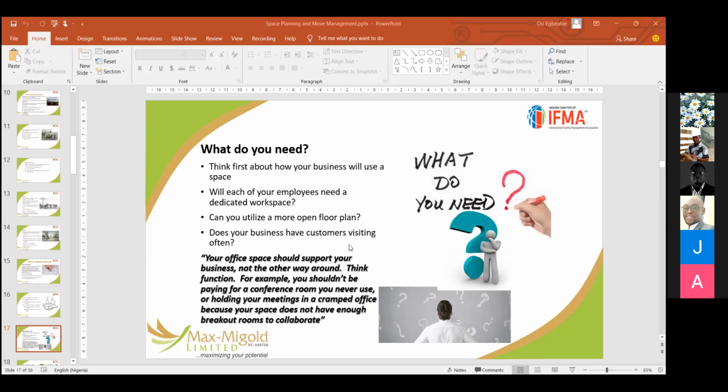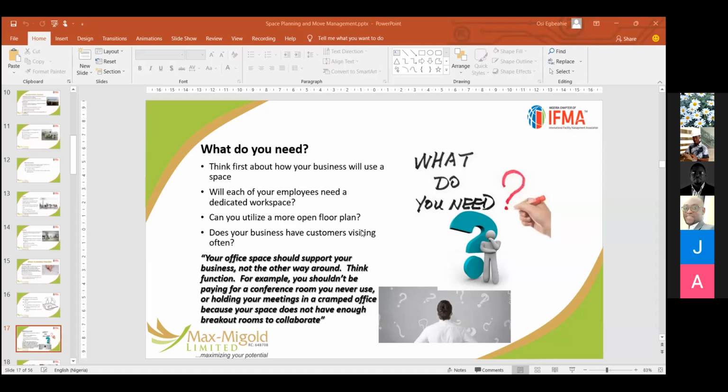Does your business have customers visiting often? If your business has customers visiting often, then you require a lot of meeting rooms. But if they don't, you do not require that. Some offices, even if the staff strength is just 20, will have almost 4 or 5 meeting rooms because they have a lot of visitors coming in. Their customers visit them a lot, so they have small meeting rooms to attend to customers as they come.